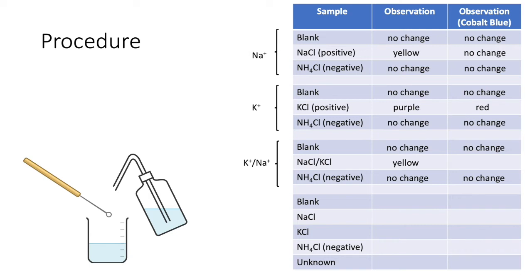And then, when you perform the test with the blue glass on the mixed sample of sodium and potassium, the sodium color should be blocked by the blue glass, and you should still see that reddish color that indicates the presence of the potassium ions. At this point, you've done enough of the testing to fill out most of that final table. You can fill out the blank, sodium and potassium chloride, as well as the ammonium chloride. The only thing left to do is to test your unknown both with the glass and without the glass.